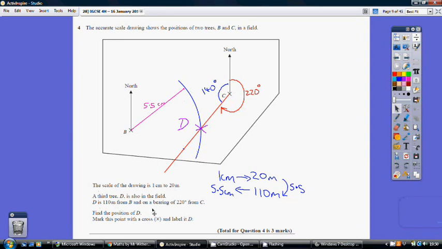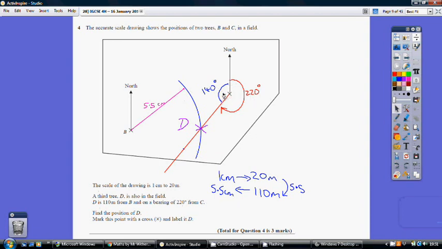Now secondly, I know that D is on a bearing of 220 from C. So from C now. Now bearings we always measure clockwise, so that's going to be this angle here, 220, and the easiest way to do that is to get your protractor out and measure this smaller angle, this obtuse angle, 140 degrees with your protractor, because obviously angles about a point add up to 360, 220 and 140 is 360.